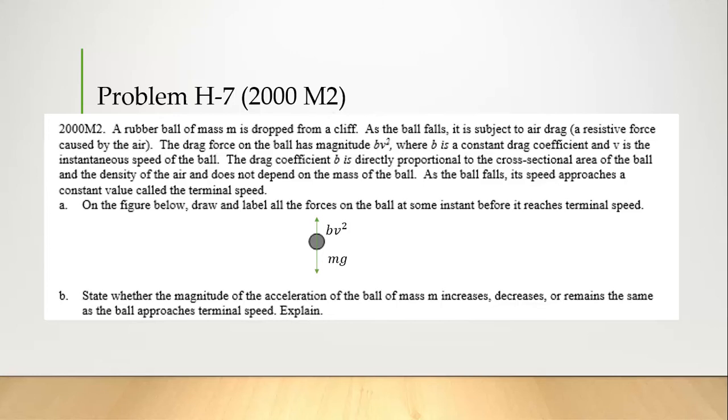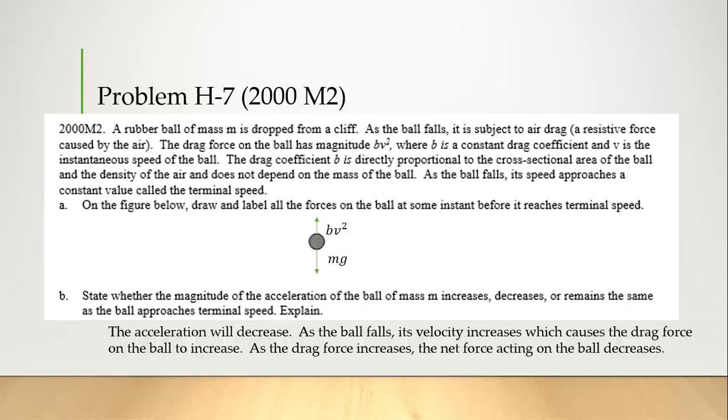The next one says, state whether the acceleration of the ball of mass m increases, decreases, or remains the same as the ball approaches terminal speed, and explain your answer. Well, the acceleration of the ball will decrease. The reason for this is as the ball falls, its velocity is going to increase, which means the drag force on the ball increases. As the drag force increases, the net force on the ball, which would be mg minus bv squared, gets smaller. And it would get smaller until it gets to 0. When you get to 0, you experience no acceleration and you're at that constant velocity, that terminal velocity.